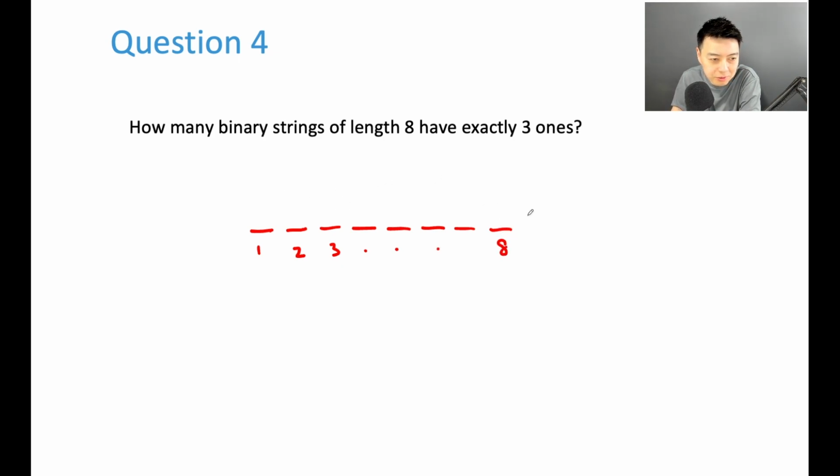And these are either 0s or 1s. So all I'm going to do is choose 3 of them to be 1s. Okay, so I'm going to choose 3 of them to be 1s. So choosing 3 of them to be 1s, it's 8 choose 3.